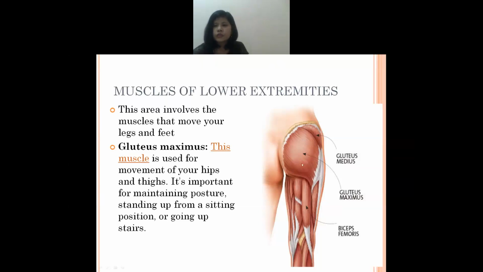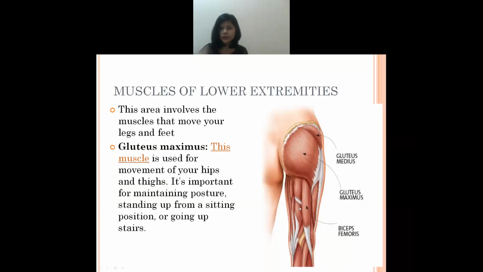And what is the name of the muscle which you will find in the lower extremities? Gluteus maximus. Or else you can say gluteus muscle. So this is gluteus maximus, and they help you in movement of your hips, this area, as well as your thigh, this area. They are responsible for maintaining posture while standing up, while sitting, and while climbing up the stairs. So in all these physical activities, the gluteus maximus is responsible.